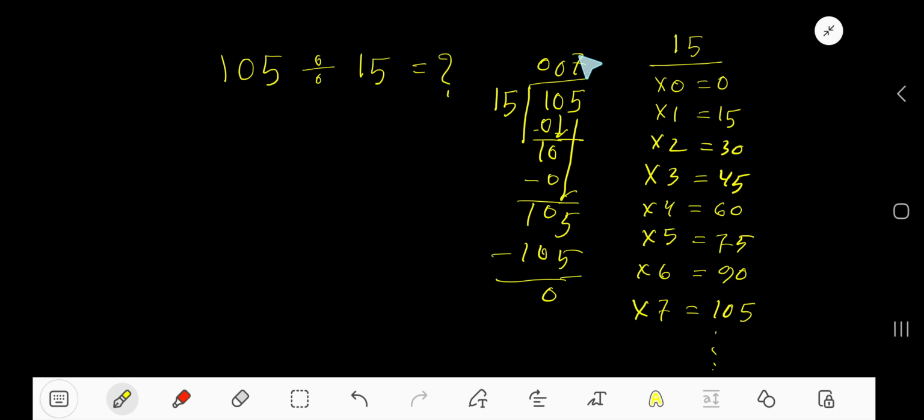Let me show you this. 7 times 15: multiply 7 times 5, 35, write 5, carry 3 to the next column. 7 times 1 is 7, plus 3 is 10, so 105. So 007 means 7 is our answer.